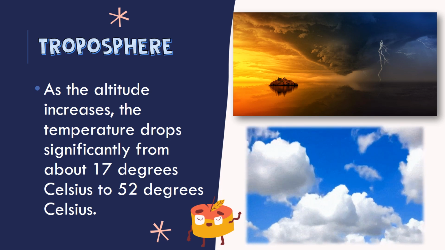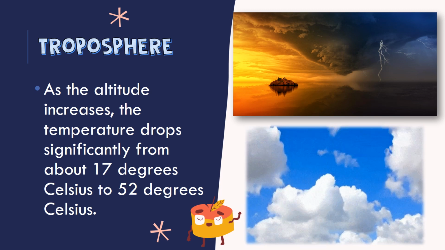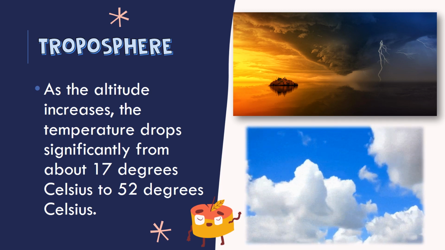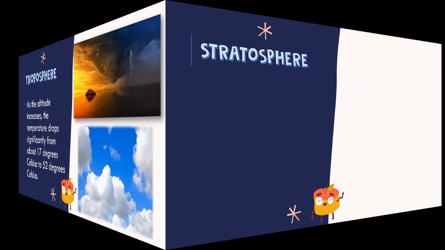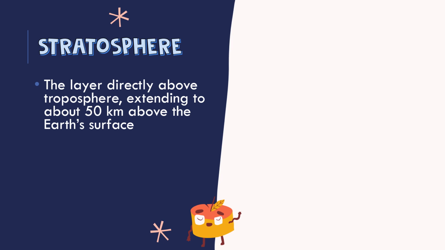In the troposphere, as the altitude increases, the temperature drops significantly from about 17 degrees Celsius to 52 degrees Celsius. The next layer after the troposphere is called the stratosphere. This layer is directly above the troposphere, extending to about 50 kilometers above the Earth's surface.